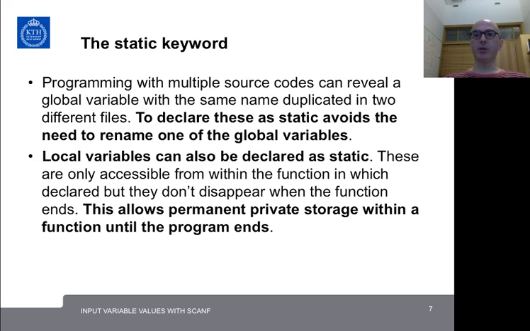Local variables can also be declared as static. These local static variables remain only accessible from within the function in which they are declared, but they don't disappear when the function ends. This allows permanent storage within a function until the program ends.